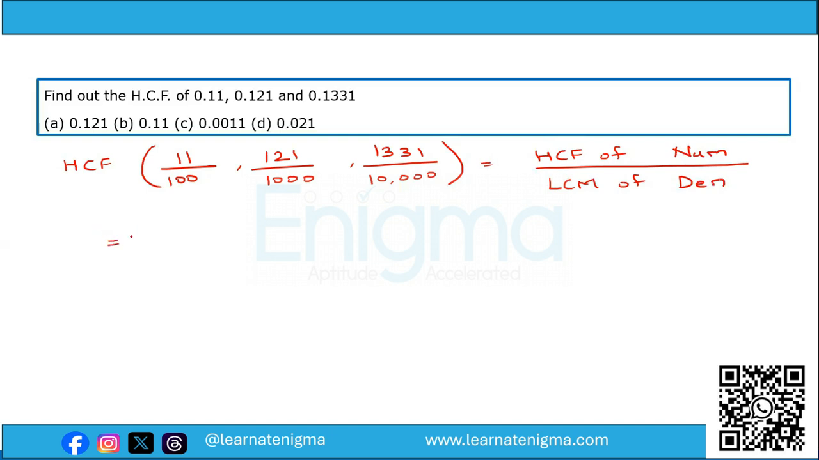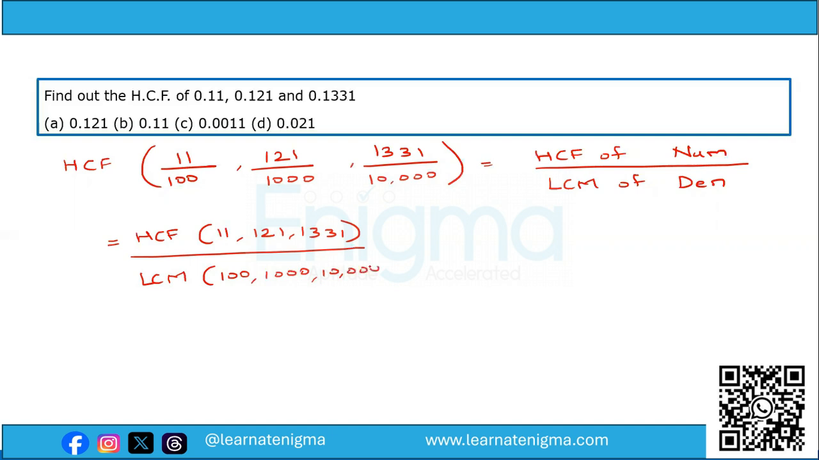So now HCF of numerators, that will be HCF of 11, 121 and 1331 upon LCM of 100, 1000 and 10,000.